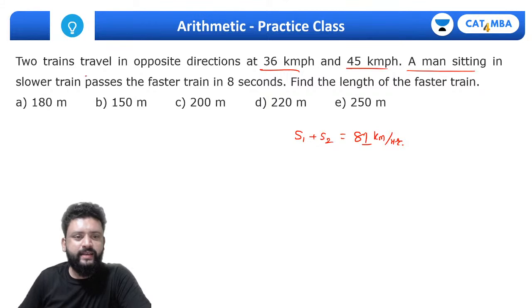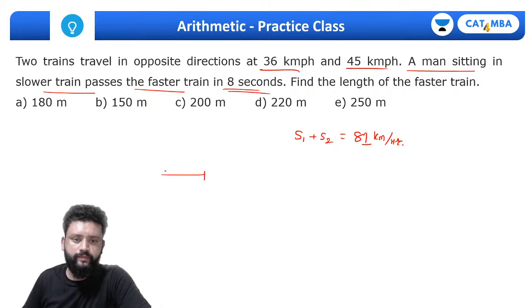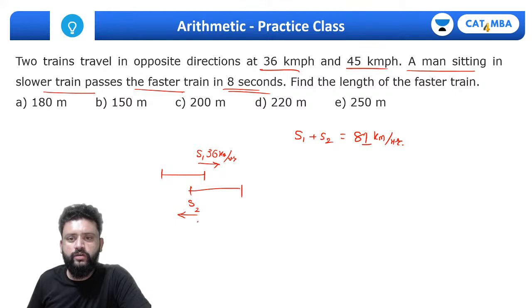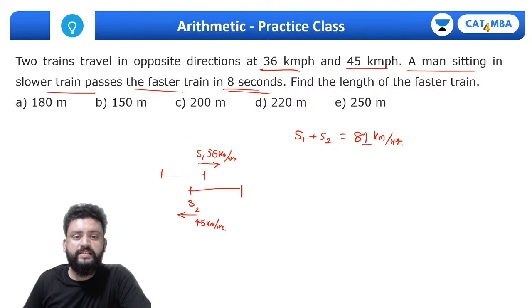A man sitting in the slower train passes the faster train in 8 seconds. There is a train of length L1. I don't know the length, but S1 is 36 km per hour and S2 is traveling with the speed of 45 km per hour. The man sitting in the slower train passes the faster train.